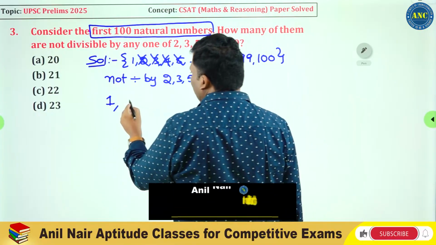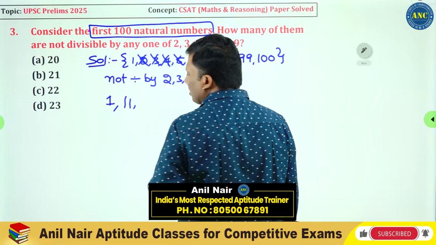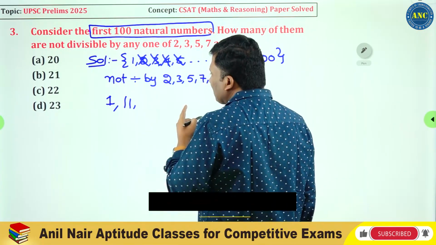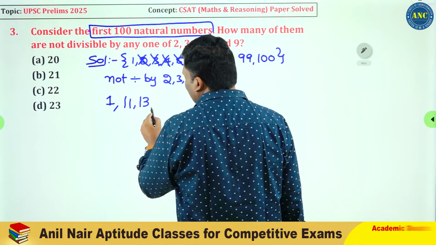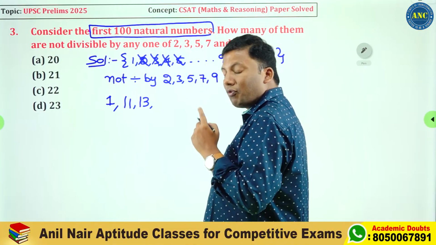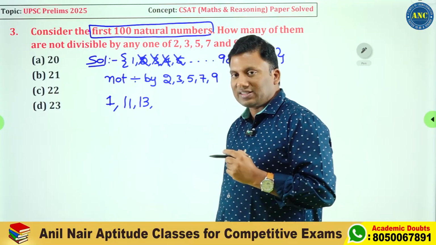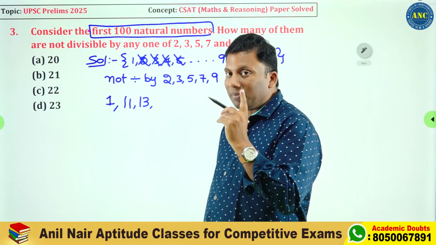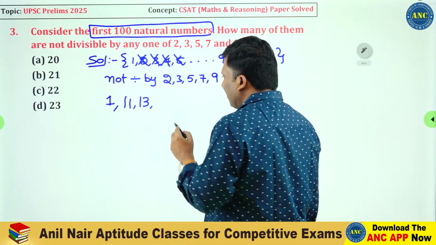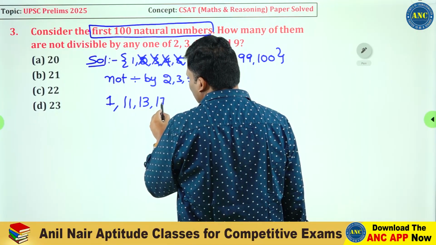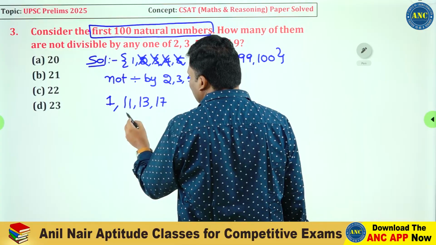11 is not divisible. 12 is divisible by 2 and 3. 13 is not divisible. One more number we will take. 14 is divisible by 2 and 7. 15 is divisible by 5 and 3. 16 is divisible by 2. 17, it is not divisible.